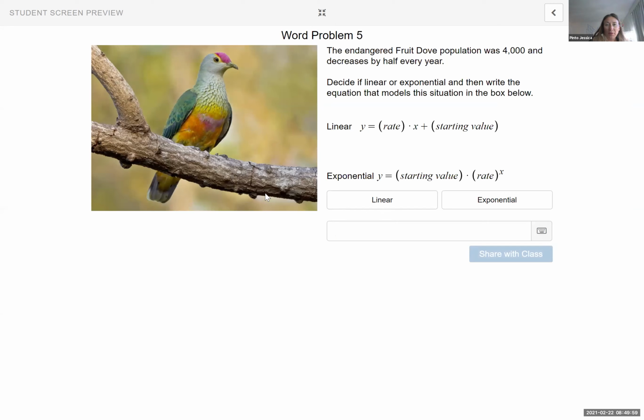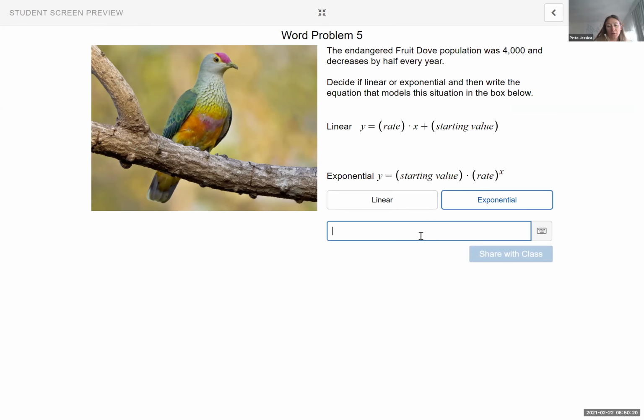On word problem number 5, we're looking at this beautiful bird, the endangered fruit dove. It says the population was 4,000 and decreases by half every year. So the first year would be 2,000, then it'd be 1,000, and then 500, etc. So that's going to be, again, exponential.